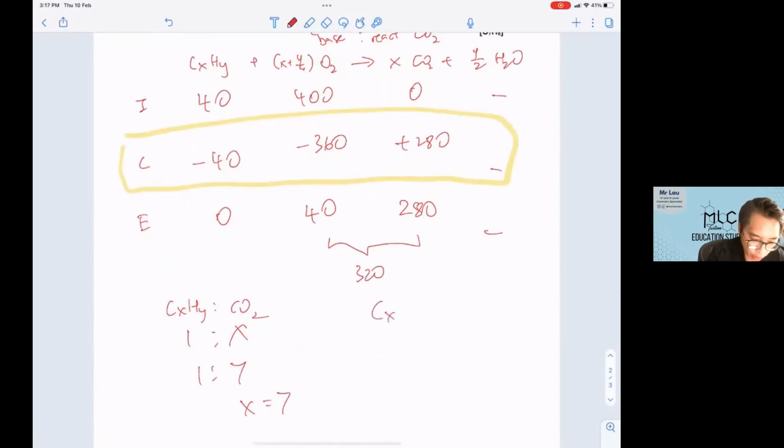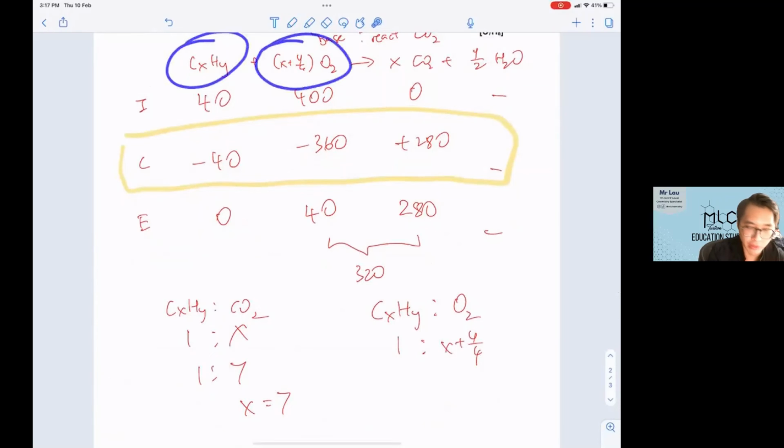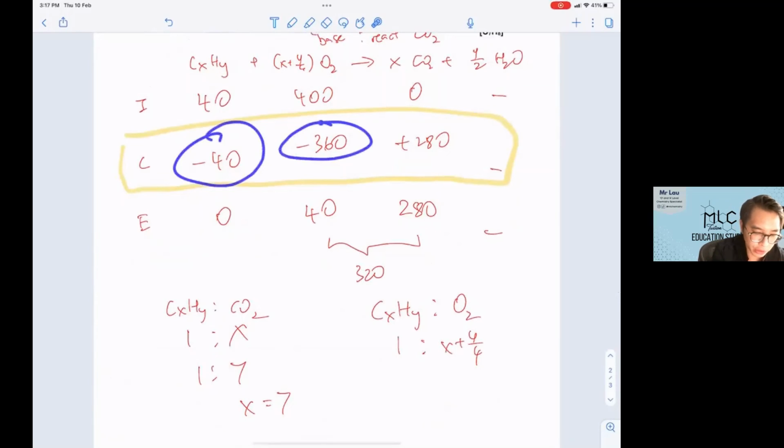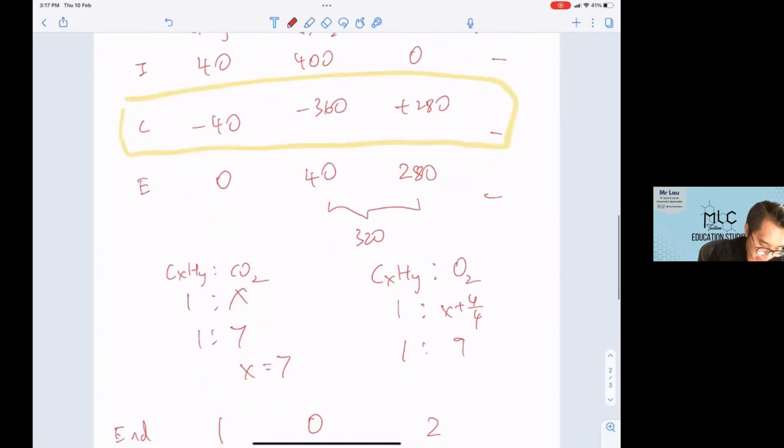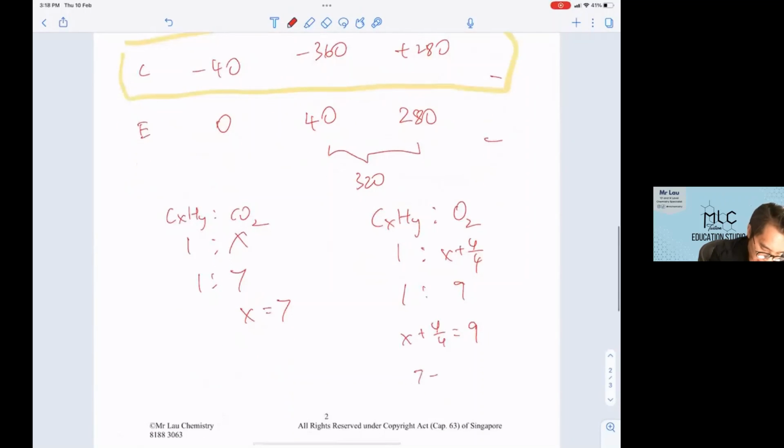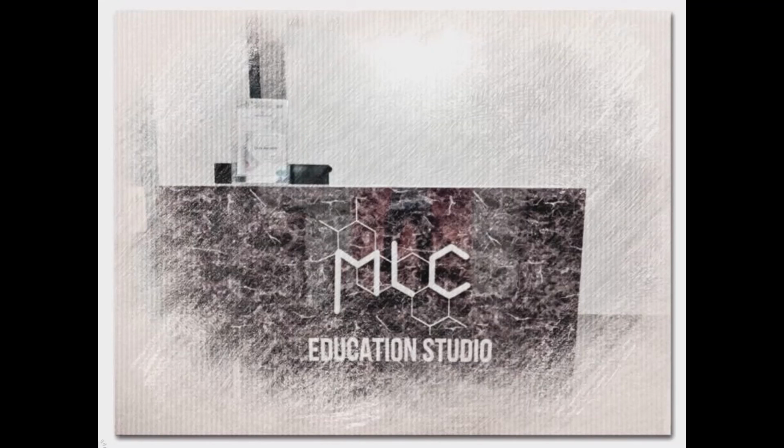Next, to get the Y, you just compare the CxHy to O2, which will be 1:X plus Y/4 over here. We can compare that with the mole ratio, 1:9, which means X plus Y/4 equals 9. And since X is 7, Y will be equal to 8. So we can get our formula C7H8 easily. So this is how you make use of the ICE table to solve for combustion equations. So this is 1 minute of chemistry. See you the next time.